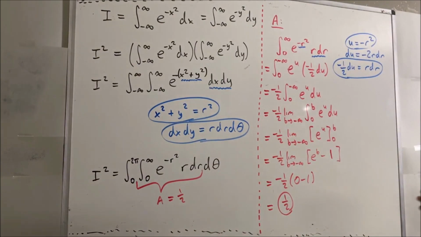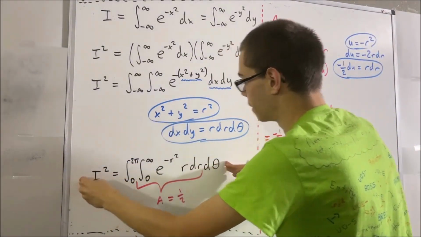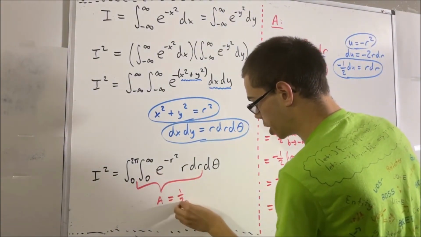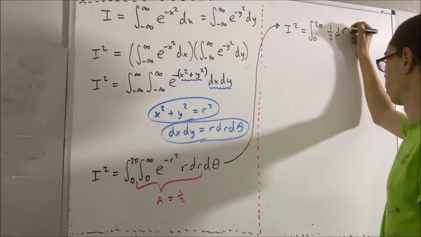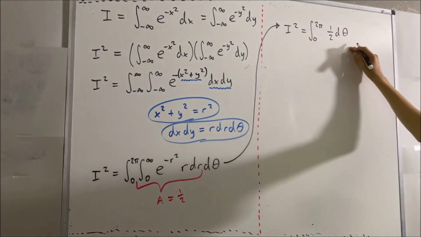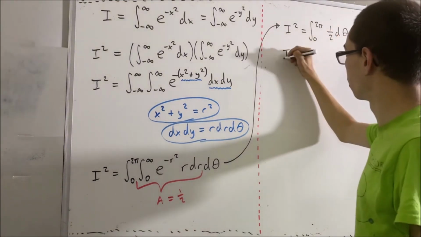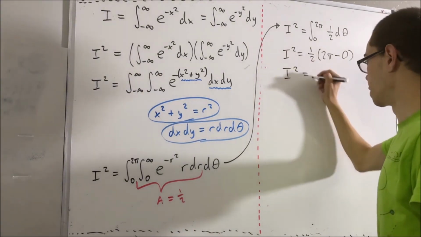So this is what we get for integral a. So we're actually going to move back up to the top and rewrite what we have here, but I'm going to replace what we have in red with just 1/2. And if we evaluate this integral, we're just going to get 1/2 times 2 pi minus 0, which means that I squared is just equal to pi.